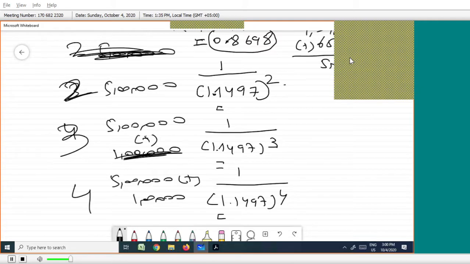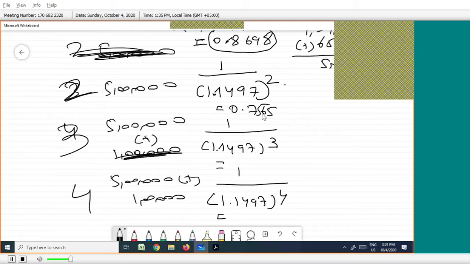1 divided by 1.1497 whole square is 1.32181. Then 1 divided by 1.32181, how much? 0.7565. Okay, I will take the institute answer, 0.7565. What about the third one?